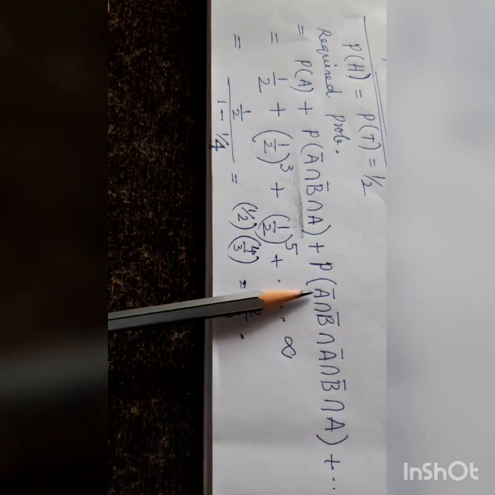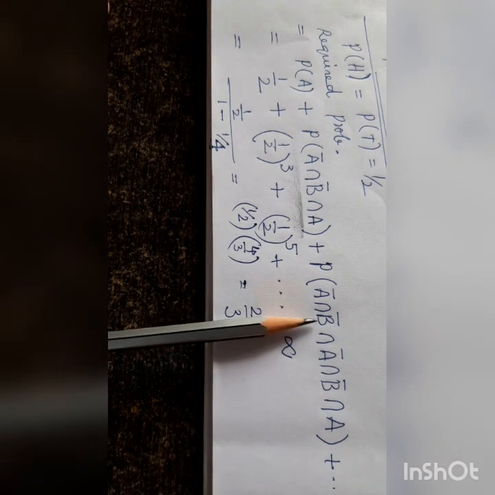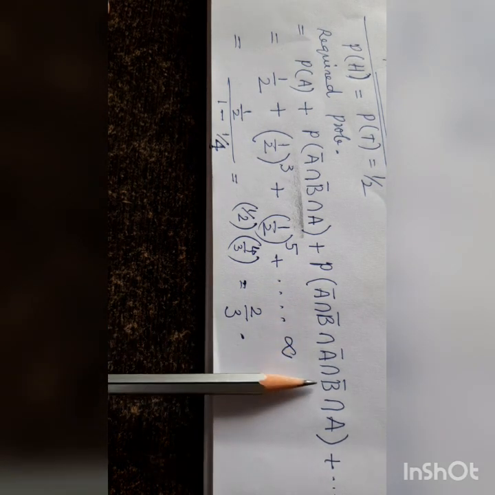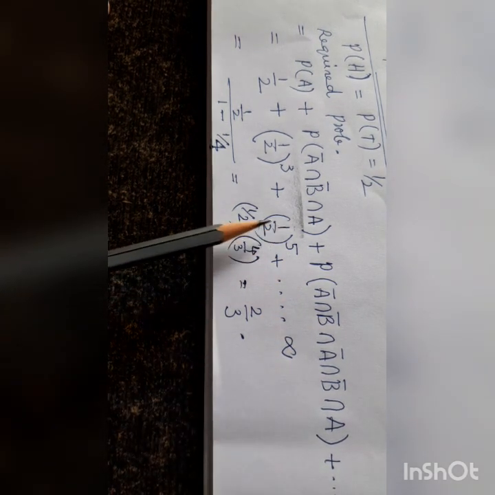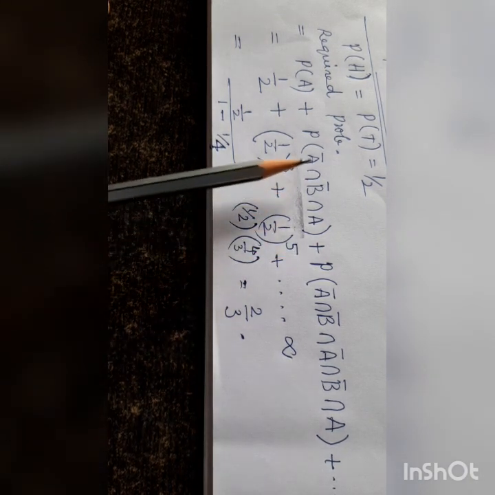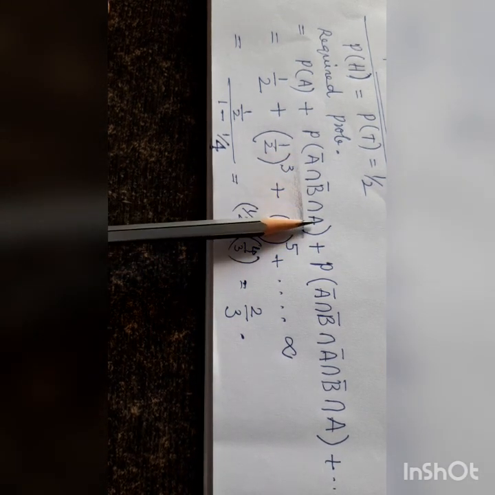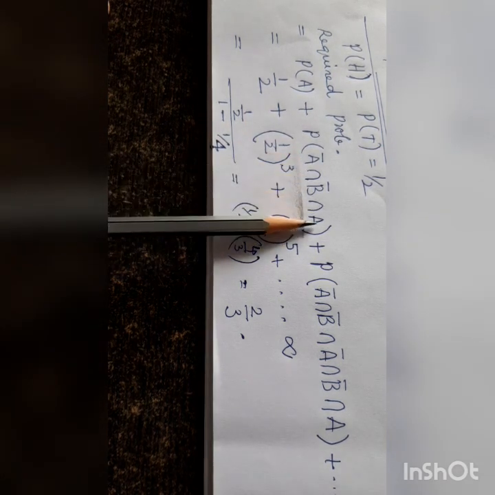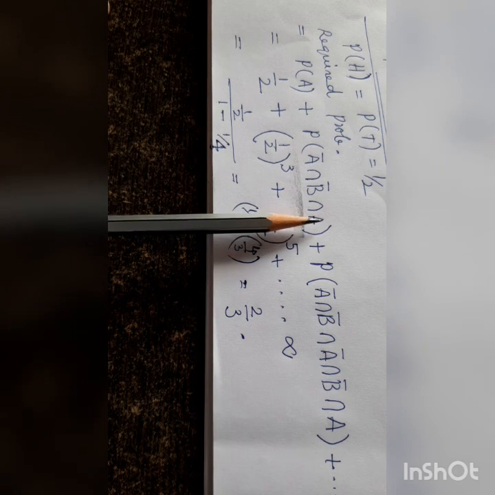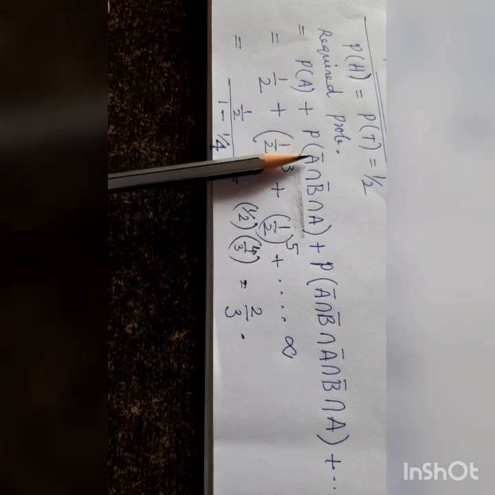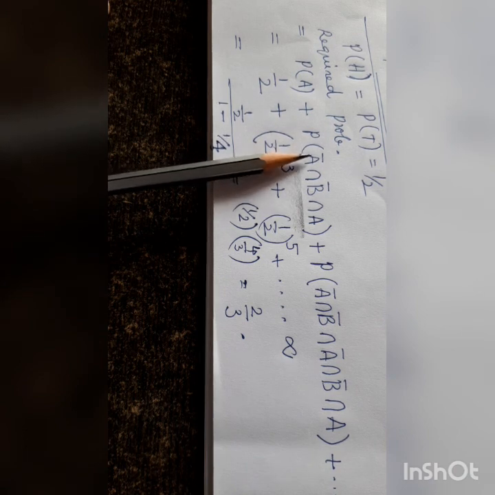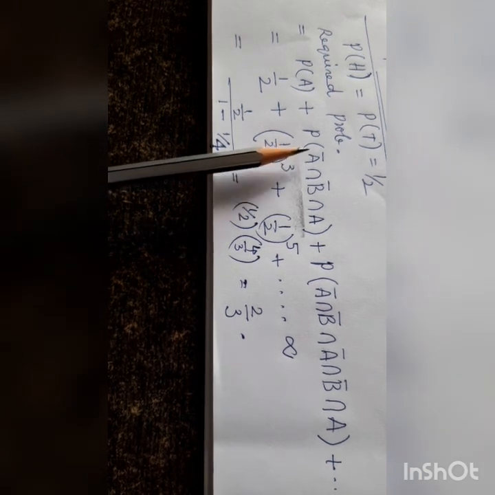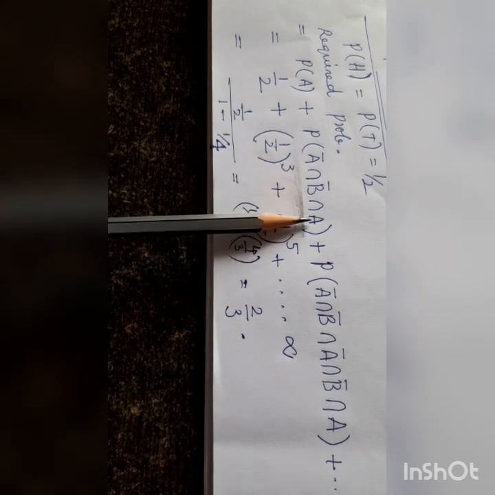So this is 1 by 2 probability, this is 1 by 2 probability, this is 1 by 2 probability, this is 1 by 2 probability, this is 1 by 2 probability, 1 by 2 whole to the power 5. This is 1 by 2 probability, 1 by 2 probability, 1 by 2 probability, whole cube. For A bar 1 by 2, for A 1 by 2. A means gets head. A bar means doesn't get head. A gets tail, B gets tail, A gets head.